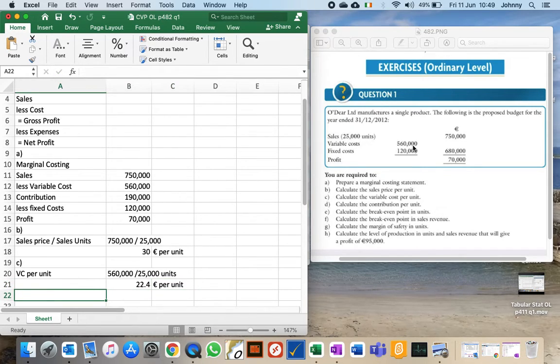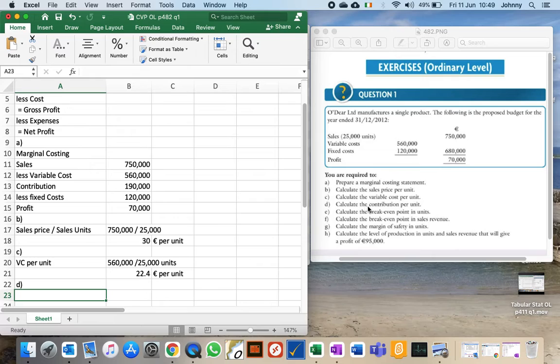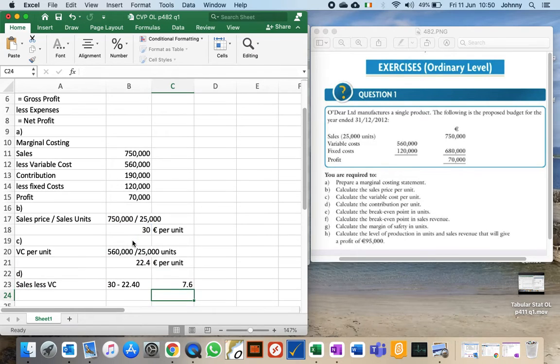Move on to D. So calculate the contribution per unit. So contribution, we're told up here, is sales less variable costs. We'll do the same thing here. So sales less variable cost. So sales is 30. We've worked that out already up here. Take away 2240, so that will give us our contribution per unit. So it's 30 minus 2240, so €7.60, and it's euros. Just make sure we label that. Moving on to E.